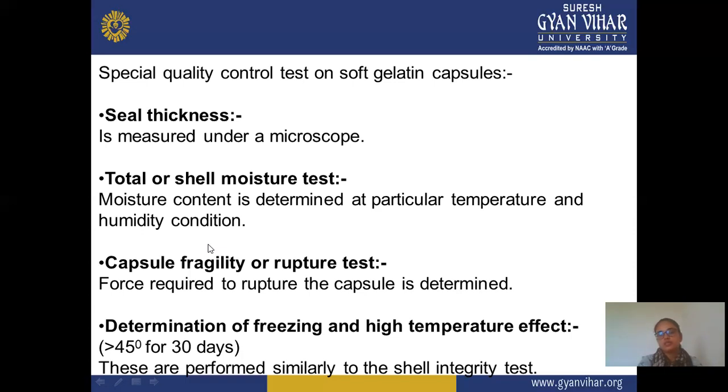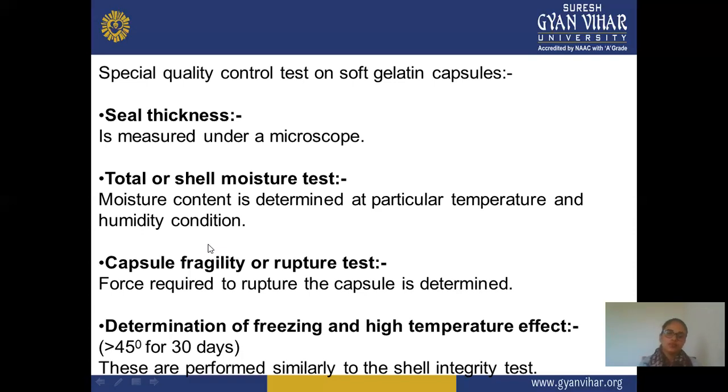In this, moisture content is determined under particular temperature and humidity conditions. It means you expose your soft gelatin capsule to a particular environmental condition, change your temperature and humidity, and observe how the moisture changes take place. Next is the capsule fragility and rupture test, meaning how fragile the capsule is or its rupture property, how easily it ruptures. This is checked with the help of some equipment in the soft gelatin capsule.